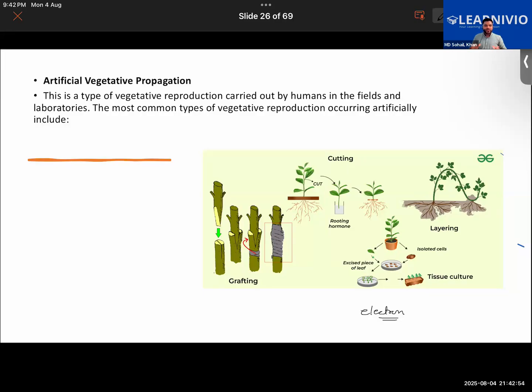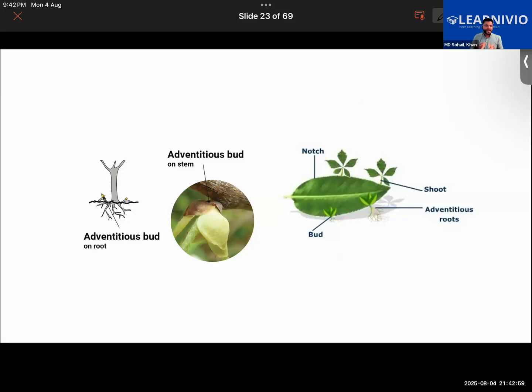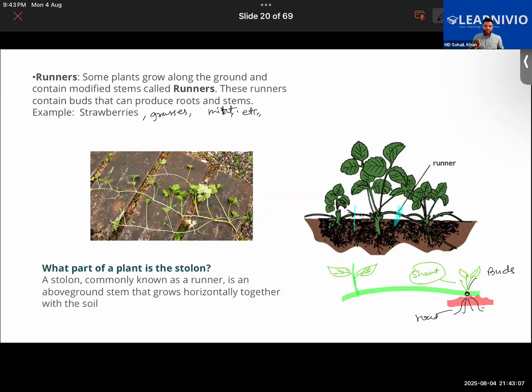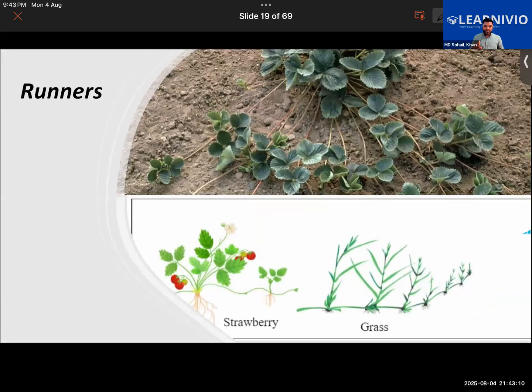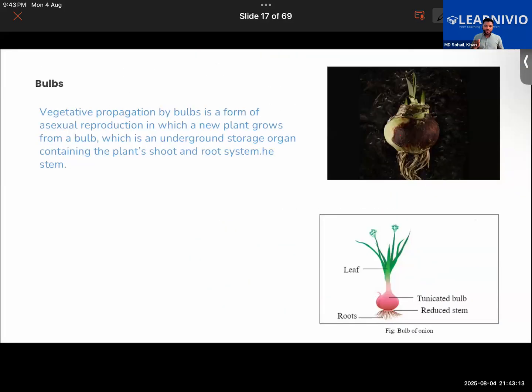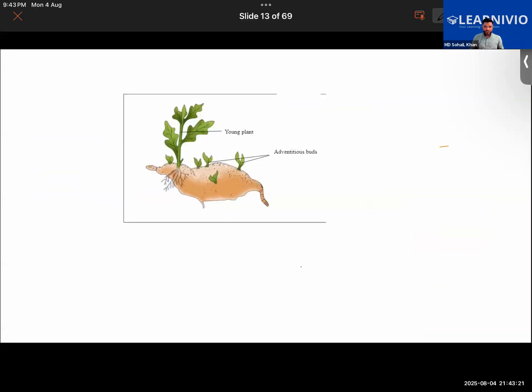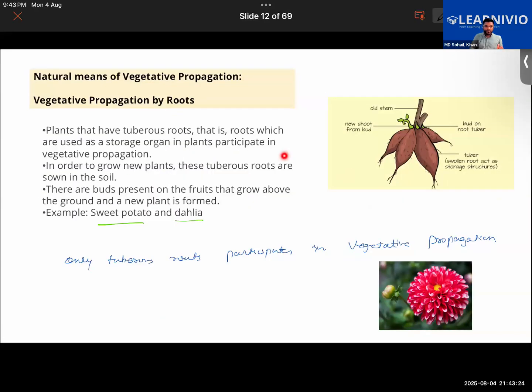Exactly. So guys, we were learning about vegetative propagation. We have learned that it's a type of asexual mode of reproduction in plants, in which new plants grow from the vegetative parts of the plant. We learned that new plants can grow from the underground modified roots, which are called tubers. So vegetative propagation can occur by the underground modified roots called tubers, which store food in them. We have the example of sweet potato.